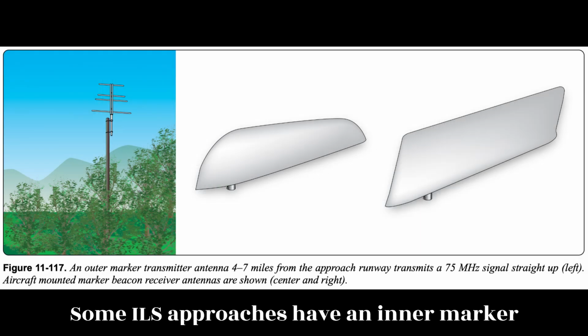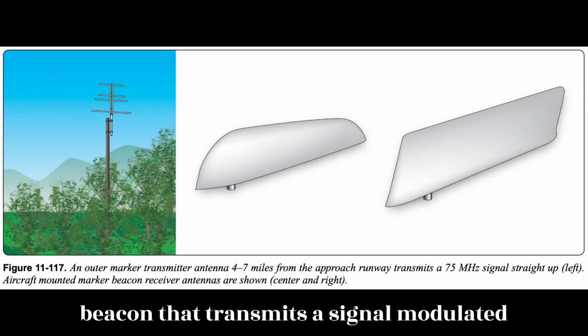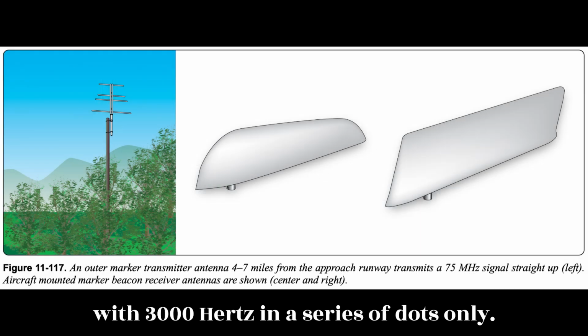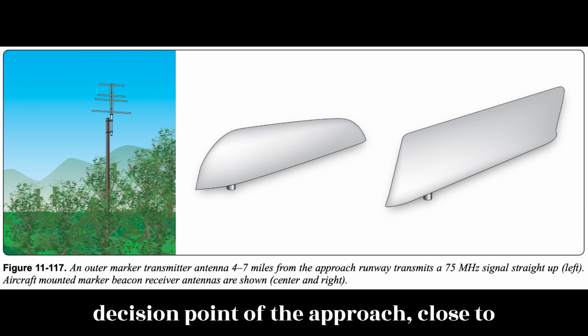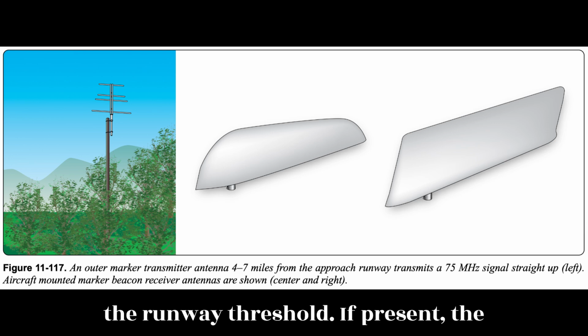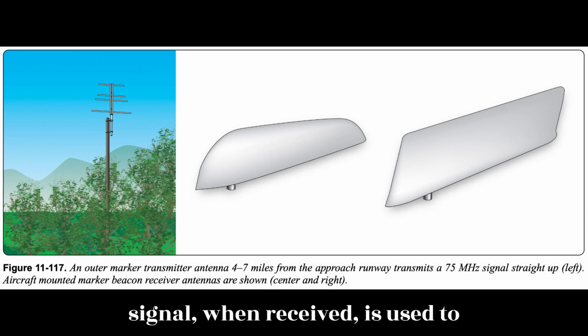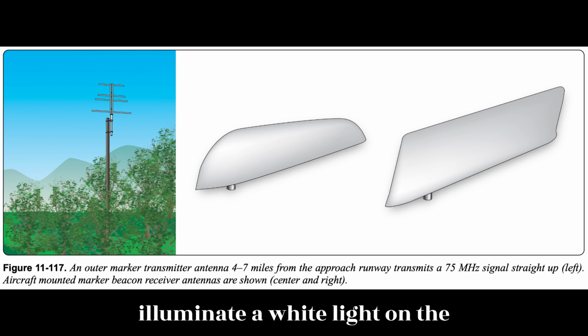Some ILS approaches have an inner marker beacon that transmits a signal modulated with 3,000 Hz in a series of dots only. It is placed at the land or go-around decision point of the approach close to the runway threshold. If present, the signal when received is used to illuminate a white light on the instrument panel.